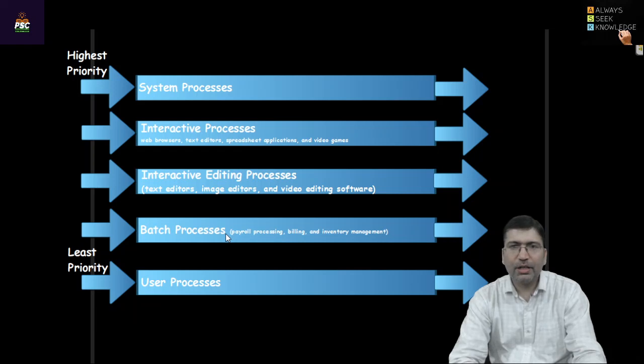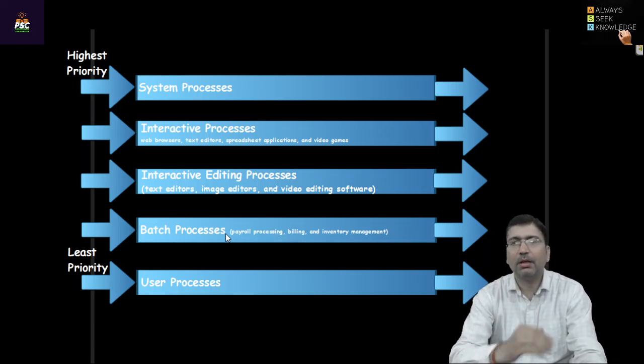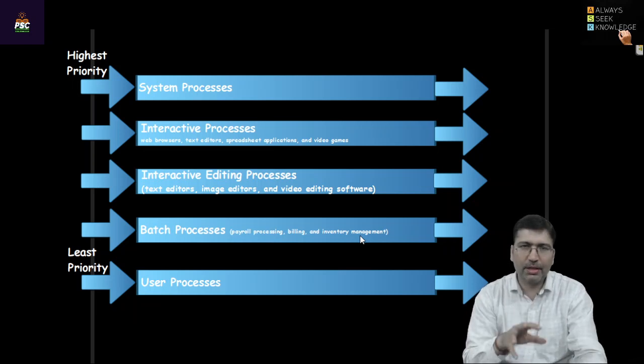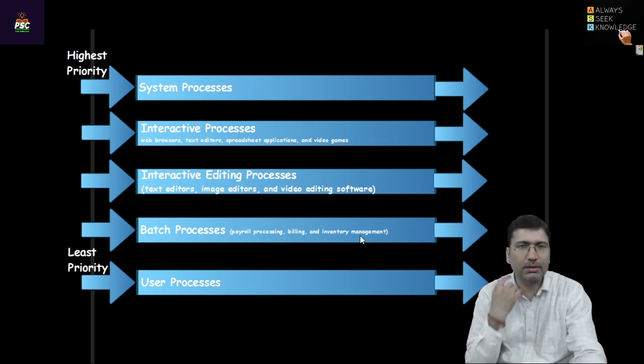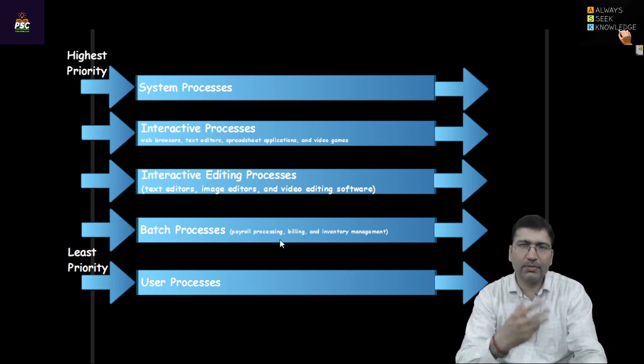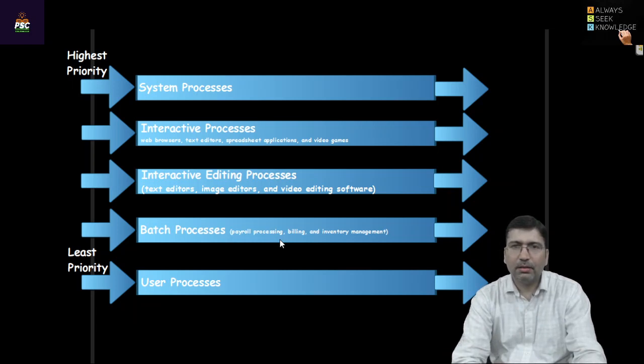Then batch processing. A batch process is a kind of process which does not require user intervention. Let's say I have written a few examples like payroll processing or billing or inventory management. It just fetches the data, performs manipulation and does the task without intervention of a human. Such kinds of processes start and finish their task. We consider them batch processing, or you can say background processes. They execute in the background, right? And then the normal user processes are there.